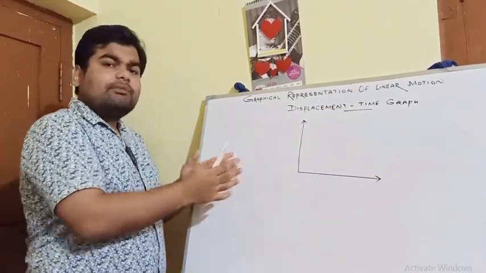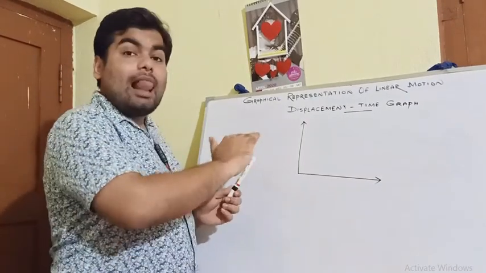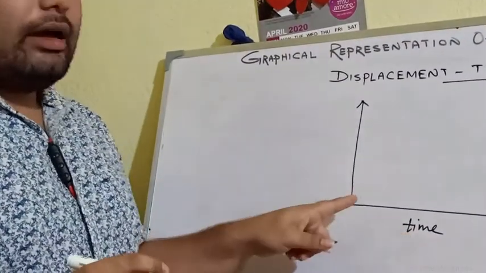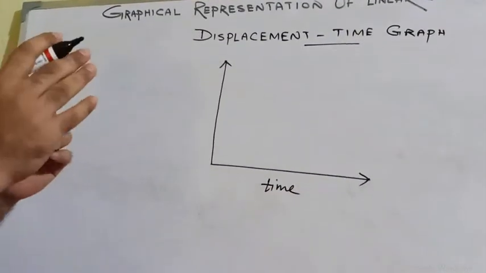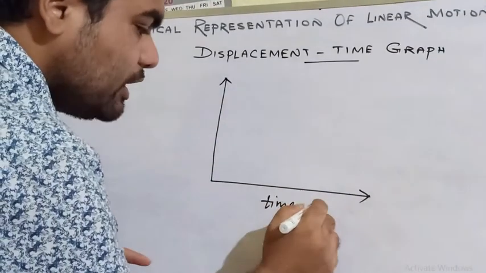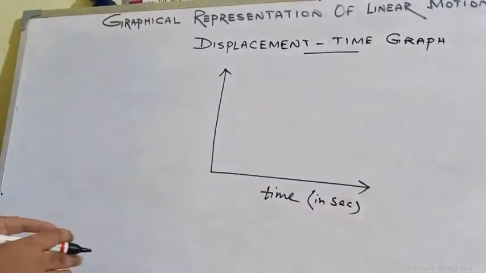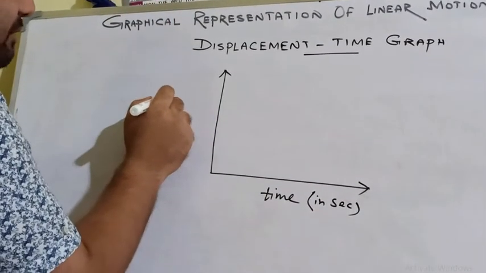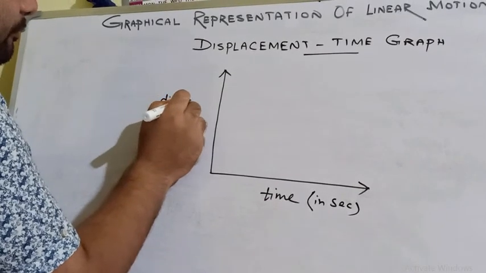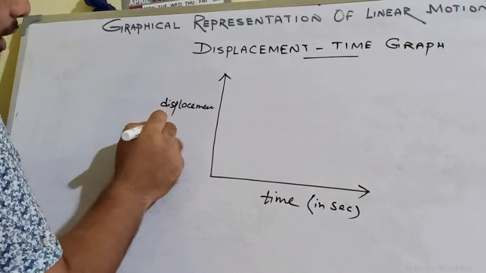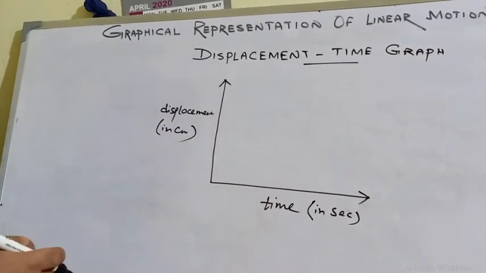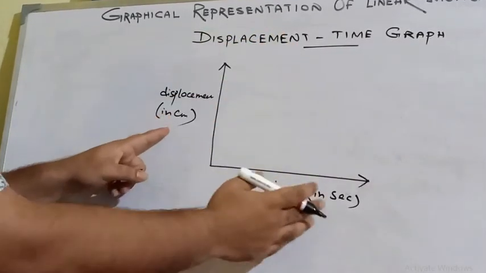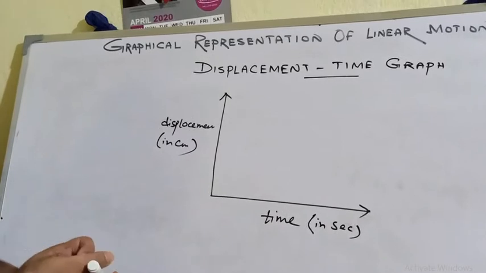In the displacement time graph, we will take time along the x-axis. When you are writing the name of the axis, you have to write the unit also in brackets, the unit in second. And we'll take displacement along the y-axis, in centimeter or in meter, whatever. If you take meter, then the resultant will be meter per second. If you take centimeter, it will be centimeter per second.